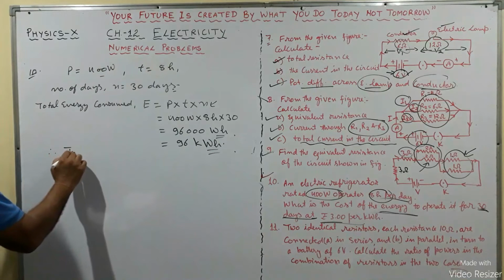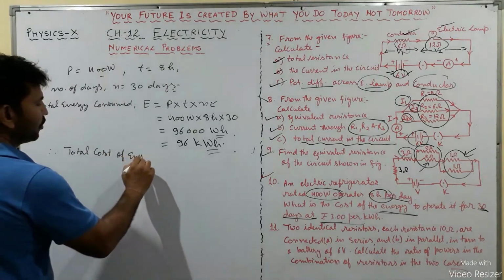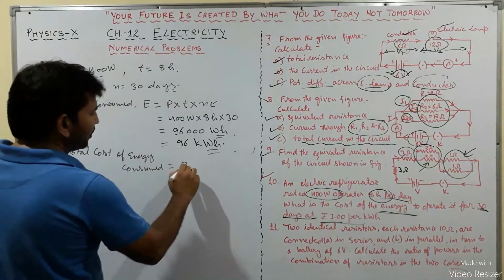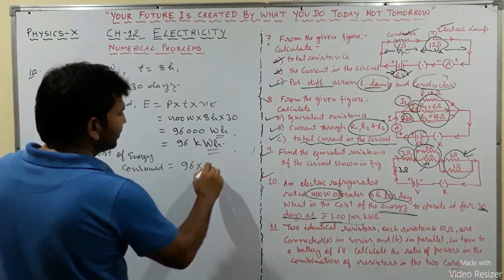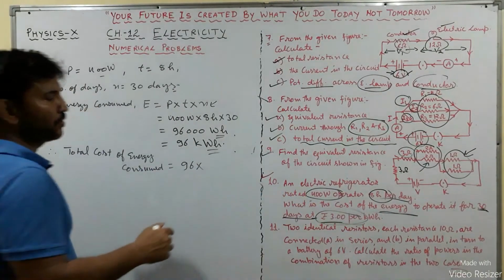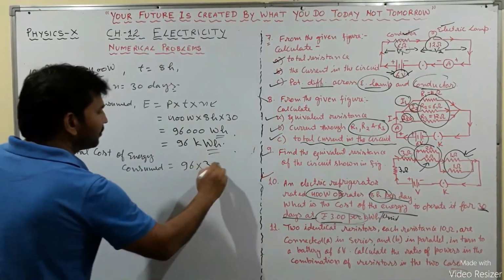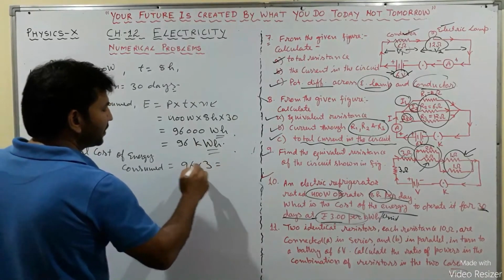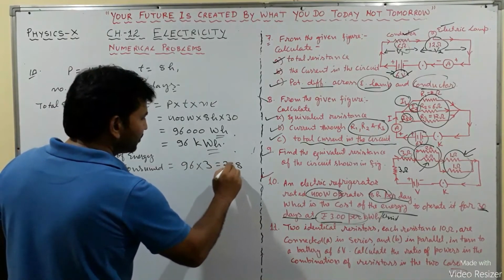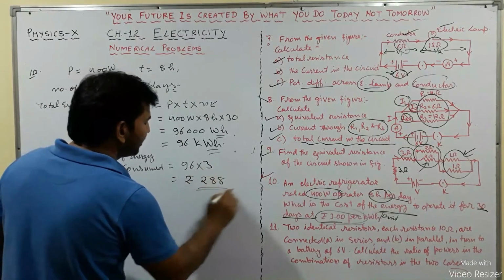So the total cost of energy consumed will be 96 multiplied by the rate. What is the rate given there? That is 3 rupees per kilowatt hour or per unit. We will multiply by 3, and 6 times 3 is 18, 9 times 3 is 27 and 1 carried is 28. So we will get rupees 288.